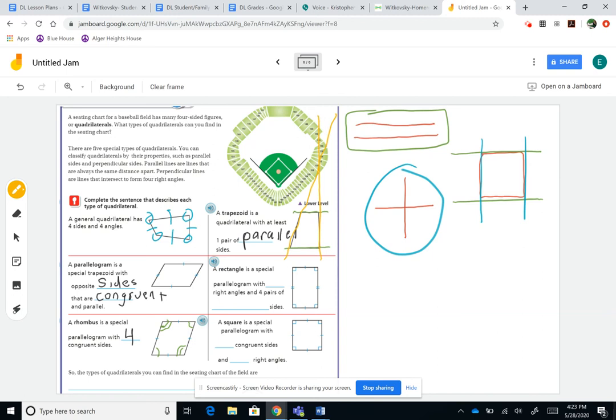A rectangle is a special parallelogram with blank right angles and 4 pairs of blank sides. Well, this one's easy. How many right angles does it have? You should look in the corners and see if you can see the little squares. There are 1, 2, 3, 4. So it is 4. I didn't mean yellow. That's all right, though. There are 4 right angles and 4 pairs of blank sides.